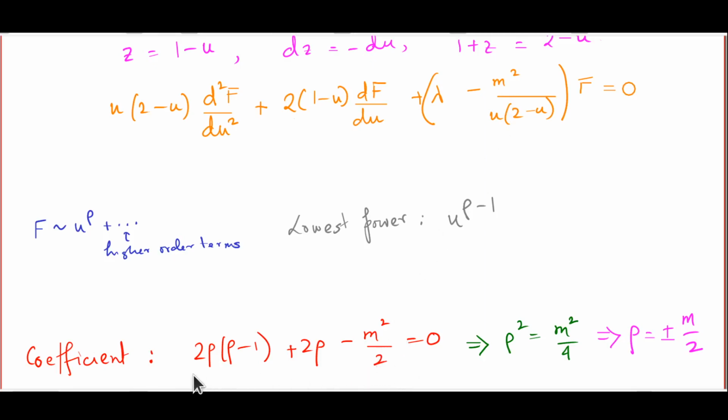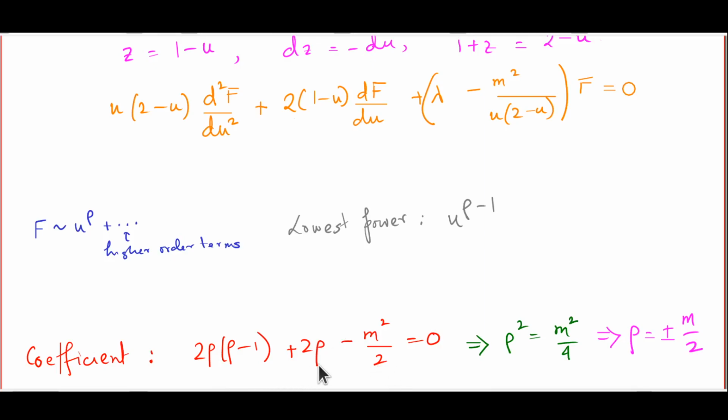And since every coefficient has to vanish, this coefficient of u to the rho minus 1 also has to vanish. This is what we would have done to find out the indicial equation for the Frobenius method. But it really means much more than just finding out the index. The reason why we are focusing on the lowest power is because that's the term which dominates when you come very, very close to u equal to 0.